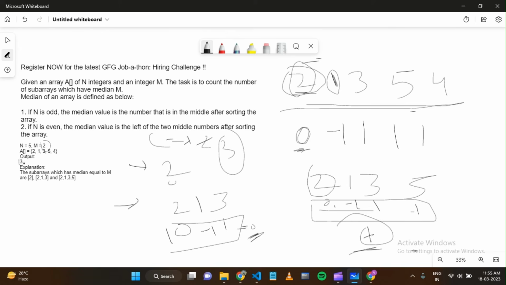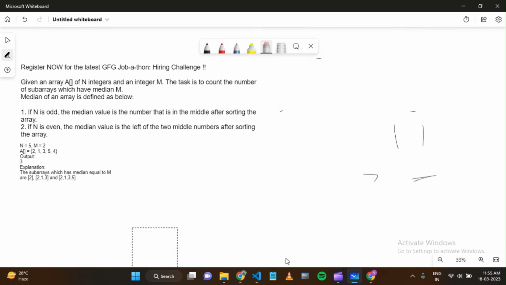What did we get? 3. What our answer was? 3. So this will be our approach to do the question. So let's come to the code to explain it to you.